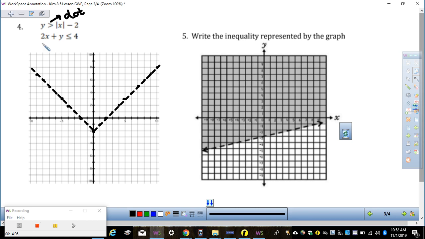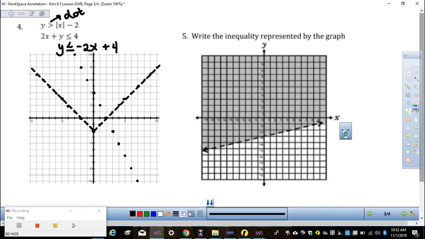This second inequality is going to be a line. All I have to do is subtract that 2x. I don't need to worry about flipping the sign. And let's just go ahead and graph this one like normal. Slope of -2, so that means down 2, right 1. Got a little overlap there. And I can move up 2 and back.